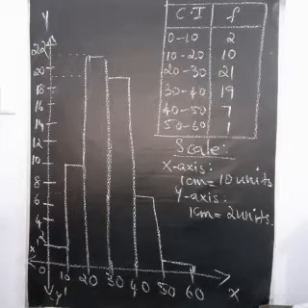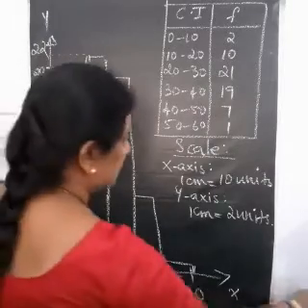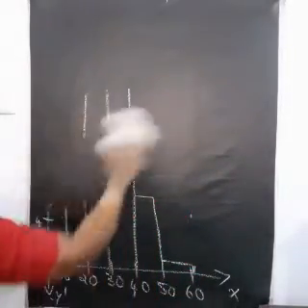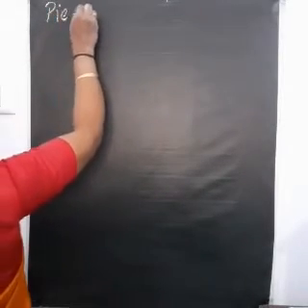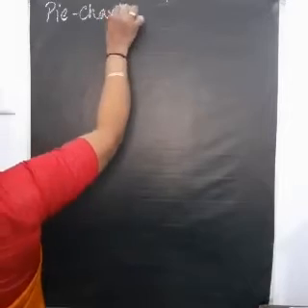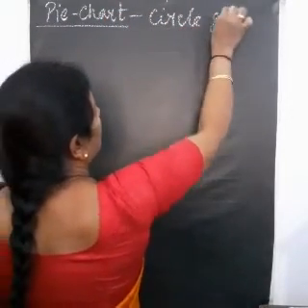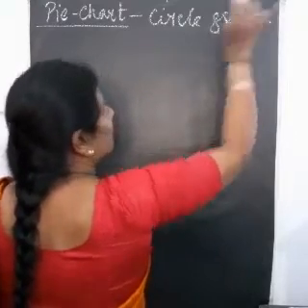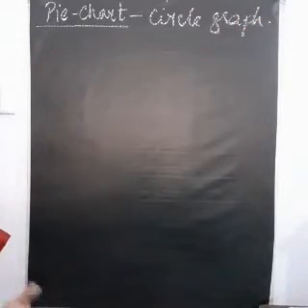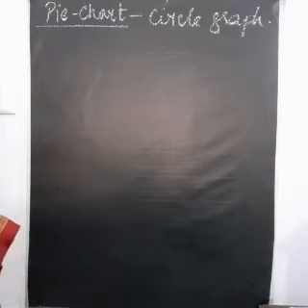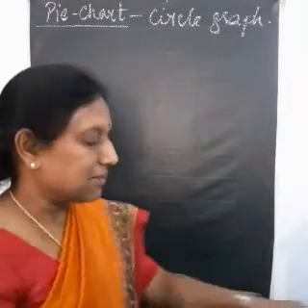Now, let us go on to the next graphical representation, which is the pie chart. The pie chart is also called the circle graph. Now, for this, whatever data they give, we have to first find out the central angle and then do it. Now let us take a sum like this.